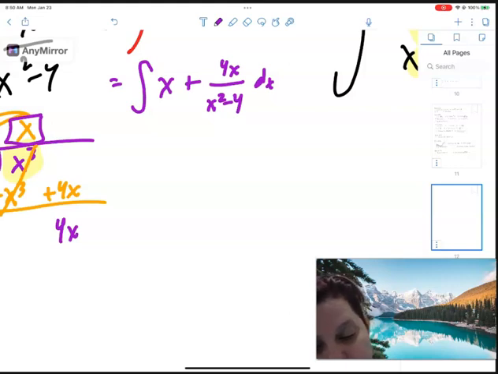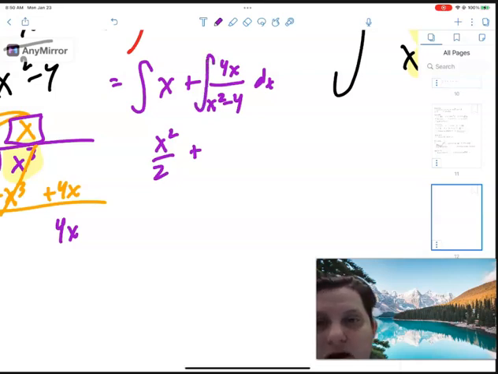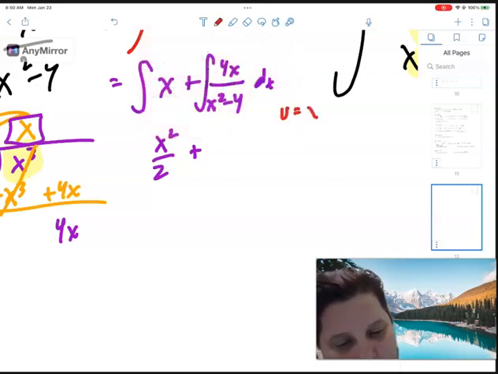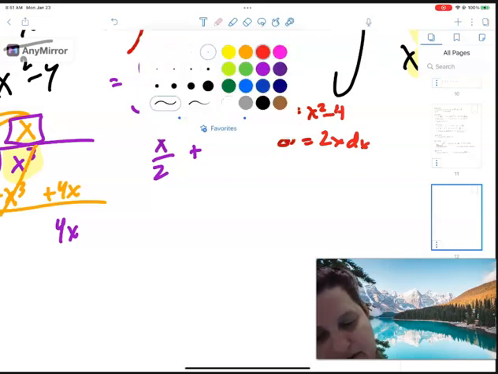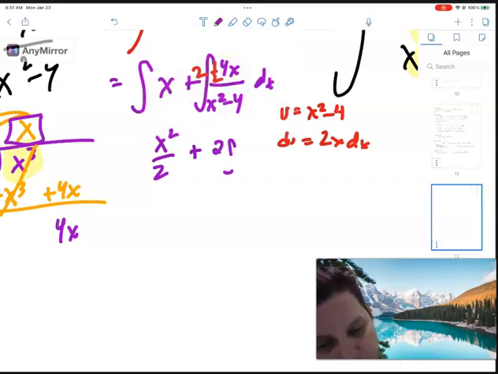Now, I can go ahead and split these up into two separate integrals. The integral of x is x squared over 2. The integral of this is going to be u sub. U is x squared minus 4. Du is 2x dx. So to change that 4 to a 2, I do a 1/2 and a 2 on the outside. So this becomes 2 times the integral of 1 over u du.